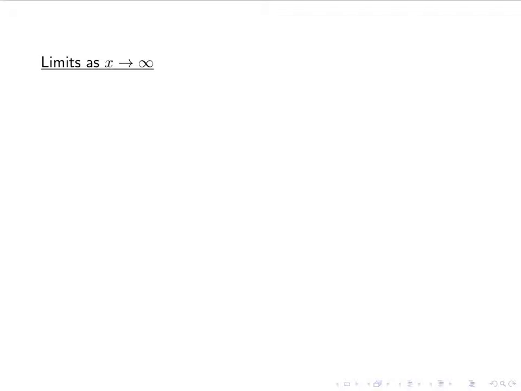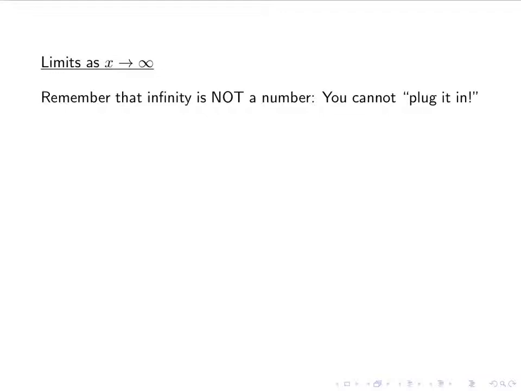The next thing we're going to look at are limits as x goes to infinity. Remember that infinity is not a number. You cannot plug it in, right? You cannot do infinity squared minus 2 times infinity plus 5. You can't do that.